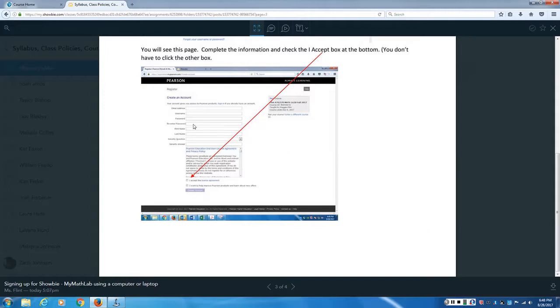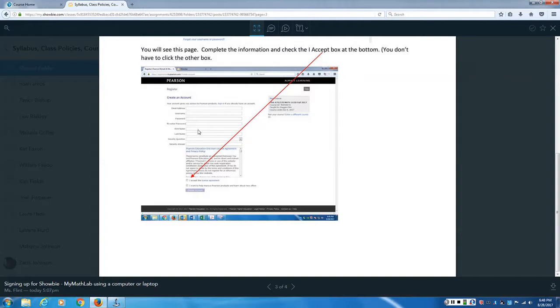And then you need a password, and you'll have to enter it twice. And there are restrictions on the password. It has to have at least one number and at least one letter, and I think it has to be 8 characters long, and one of them has to be a capital letter. So be sure that everything checks off before you retype that password.